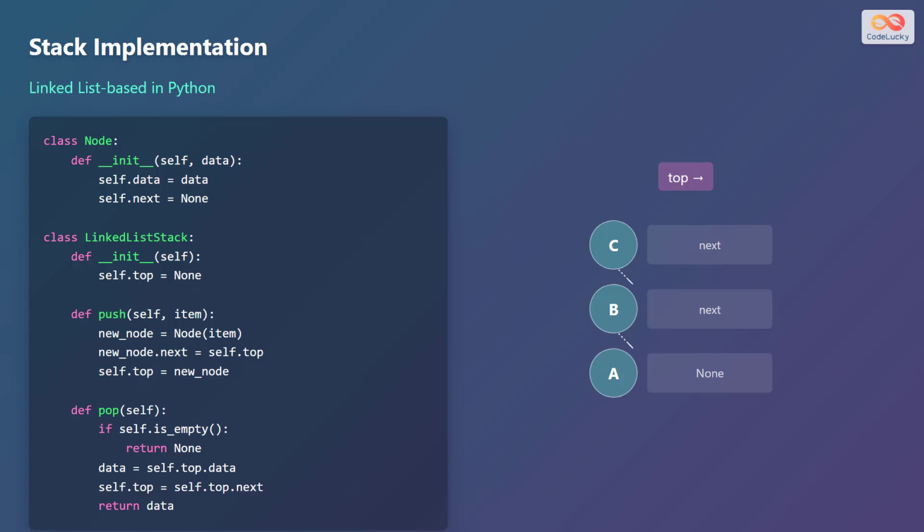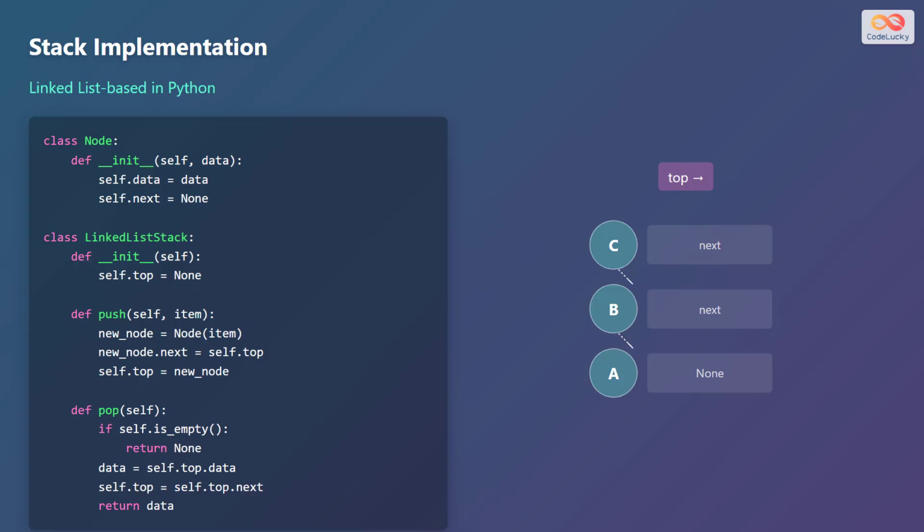Now let's explore how to implement a stack using a linked list in Python. We start with the node class. The node class has a constructor that initializes the data and the next pointer to none. The linked list stack class has a constructor that initializes the top to none. The push method creates a new node with the given item. It then sets the next pointer of the new node to the current top of the stack, and finally, it updates the top of the stack to the new node.